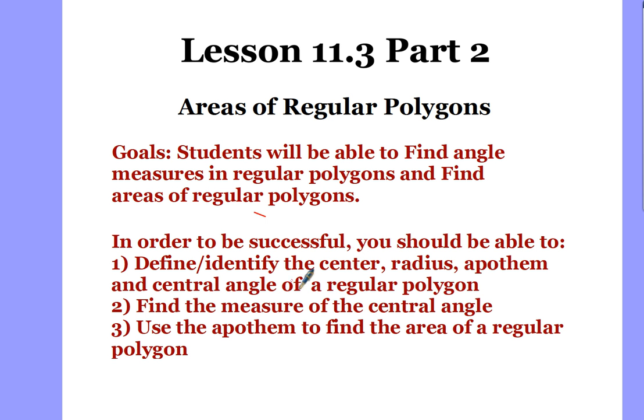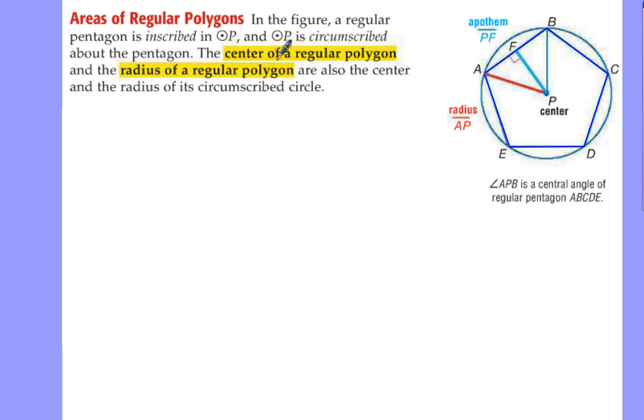So let's talk about, first and foremost, the first part of our success criteria, which is to make some definitions come to life. If we think about the area of a regular polygon, what I have here is just a pentagon that is inscribed in a circle. The center of a regular polygon and the radius of a regular polygon are also the center of the circumscribed circle.